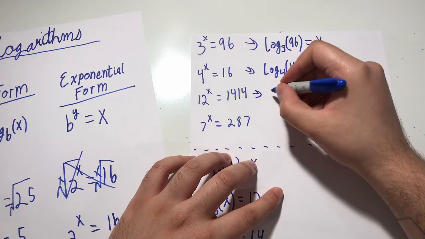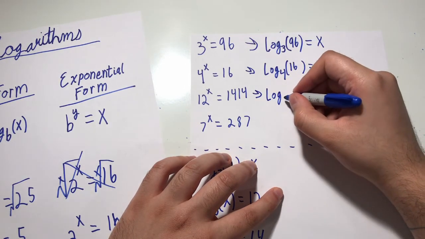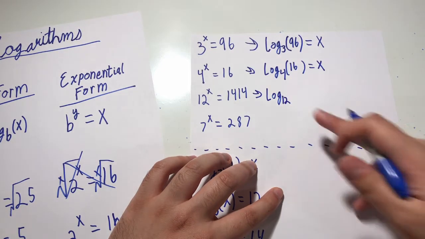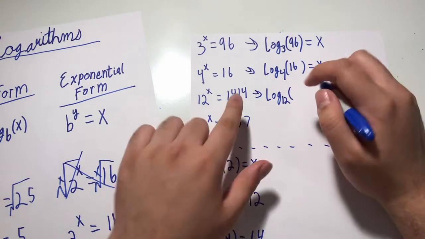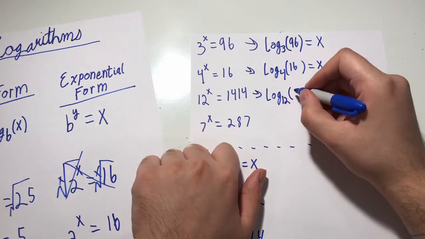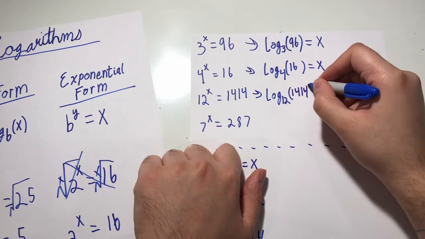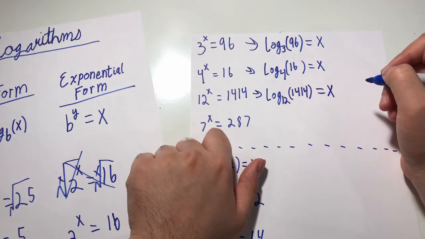So, how do I convert this next one? My original base was 12, so that's now the base of my logarithm. So I read that as log base 12 of 1,414. And that's equal to the exponent.